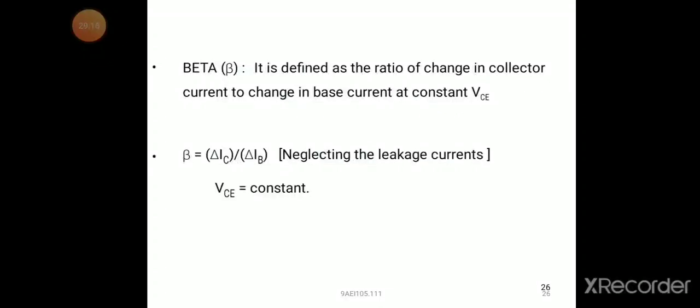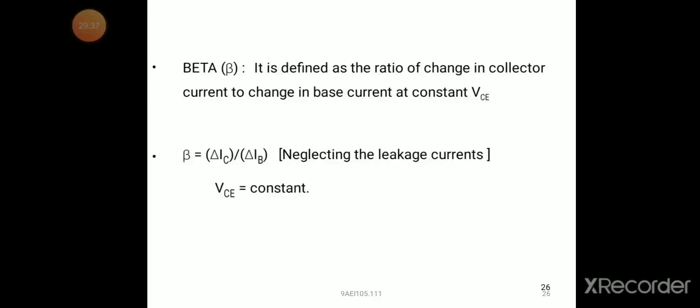Next one is the beta. Beta is defined in the common emitter configuration. Since the emitter is common, IE is neglected. Remaining are IB and IC. IC is the output, IB is the input. So beta is equal to IC by IB.